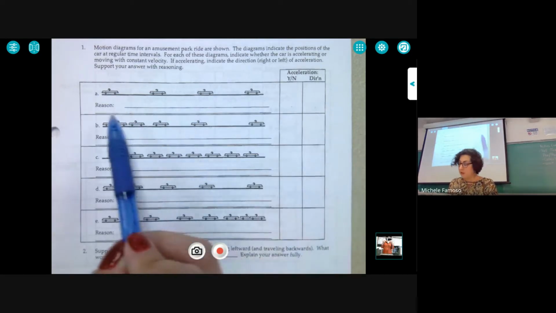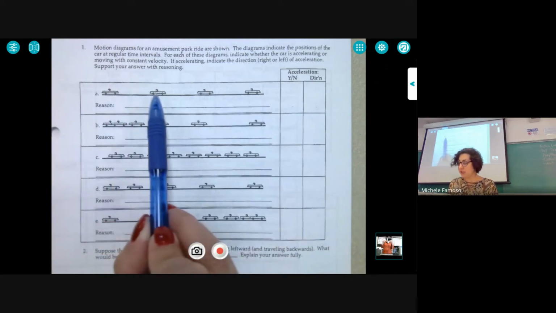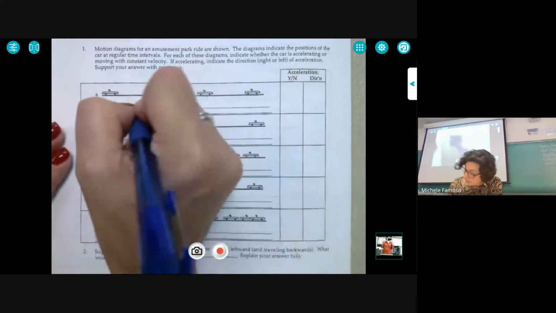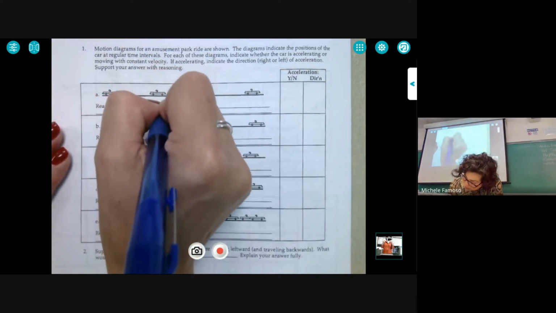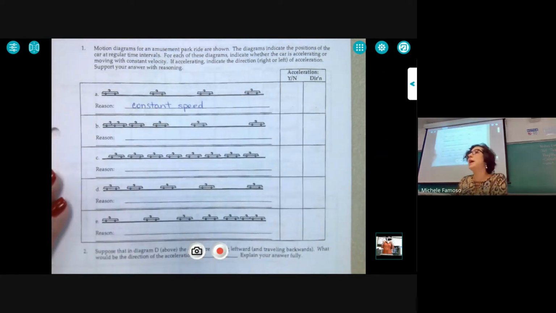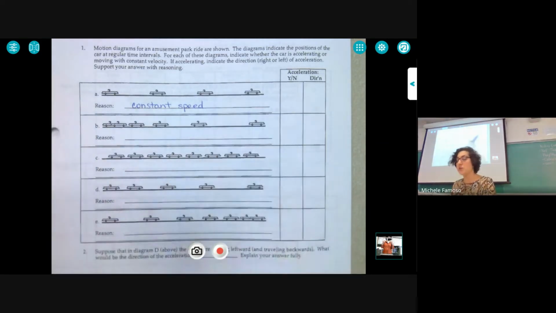Okay, so let's look at A. Look at the distance between these cars. Is that car speeding up, slowing down, or moving with a constant speed? Constant speed. Can you tell that? Equidistant. So we have a constant speed here. Remember that ticker tapes don't tell us anything about the direction or changing directions. All we can see are speed changes. But on all of these, the car's headed to the right. So this is a constant speed to the right.